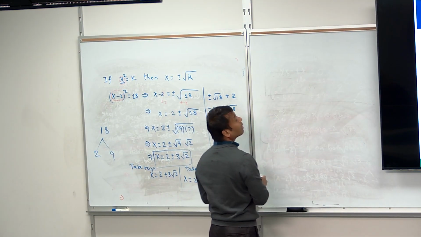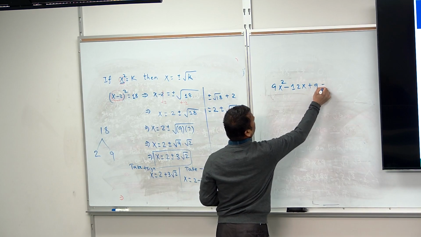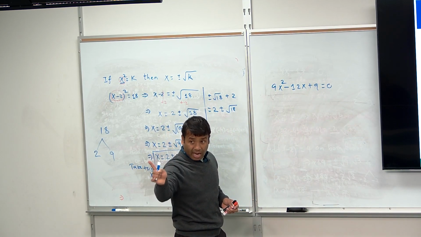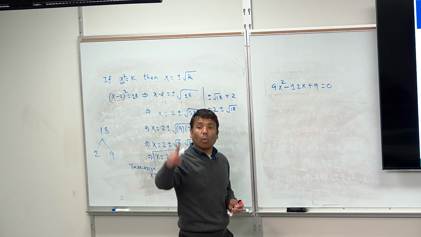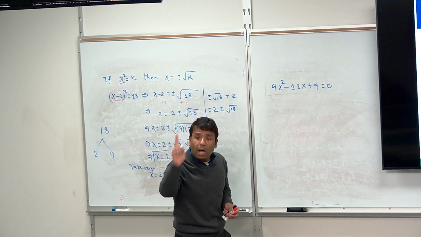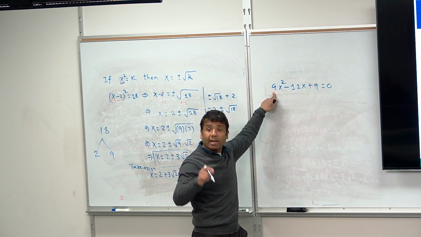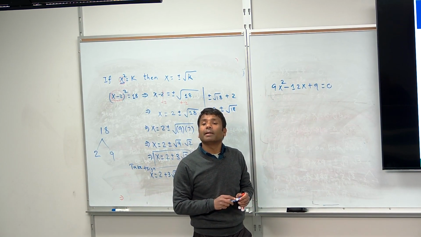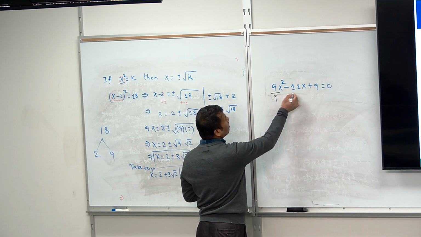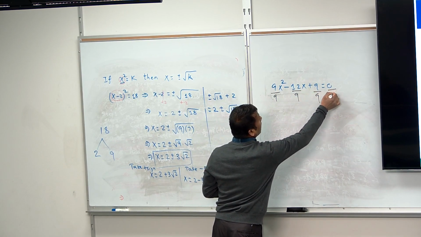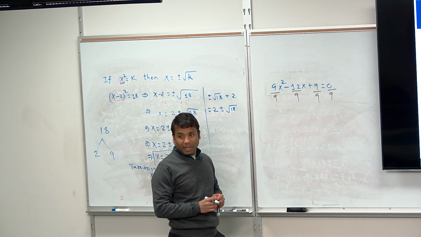So you have 9x squared minus 12x plus 9 equal to 0. Guys, keep in mind, the first step is you make the coefficient of x squared 1 if it is not 1. So what is the coefficient of x squared here? 9. So you need to make it 1. How can you make it 1? You divide both sides by 9. That makes sense? You get it?